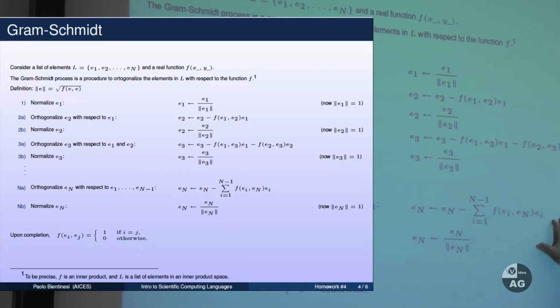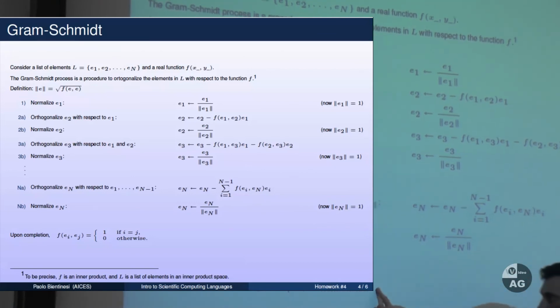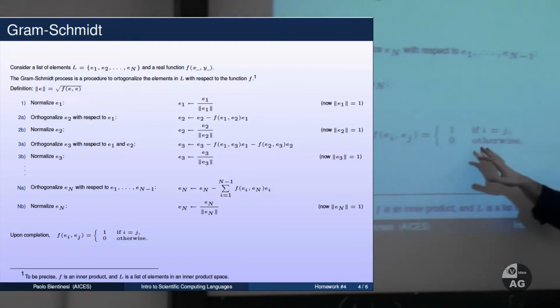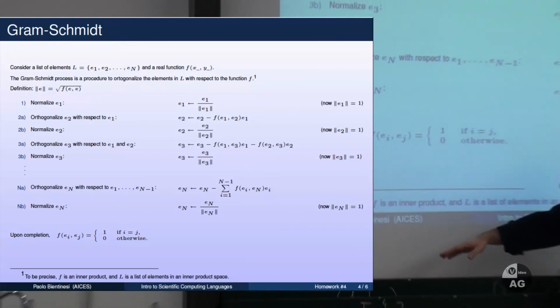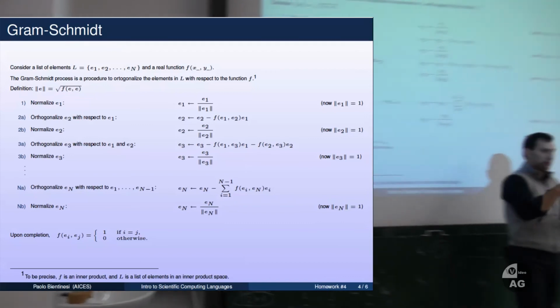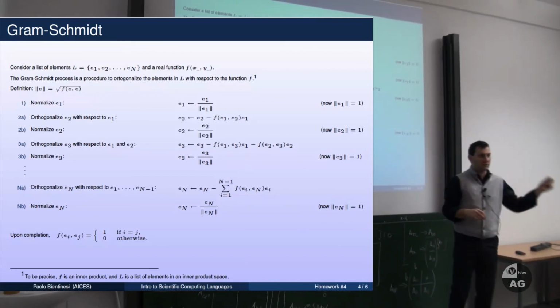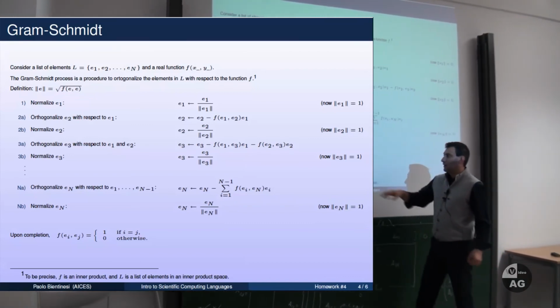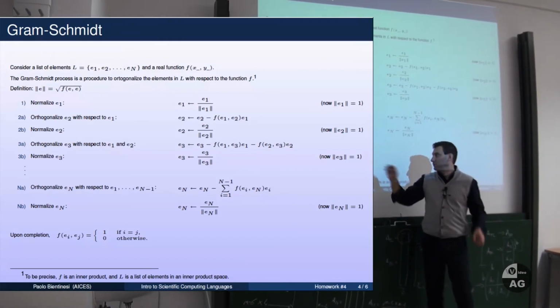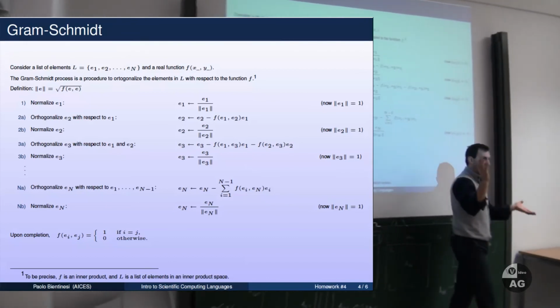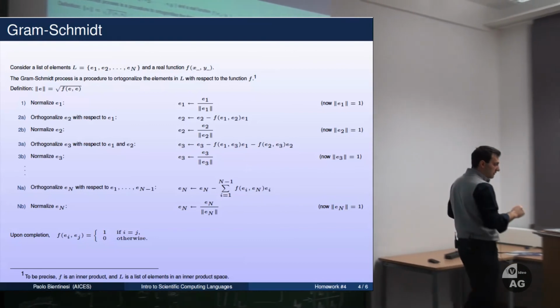When you have n objects, you have to subtract the components along each of the previous elements of the basis, and then you normalize, and that's it. In the end, this is always true. It's a matrix. On the diagonal, it's 1 because you're computing the inner product of an entry with itself. And outside of the diagonal, it's 0 because these elements are orthogonal to one another.